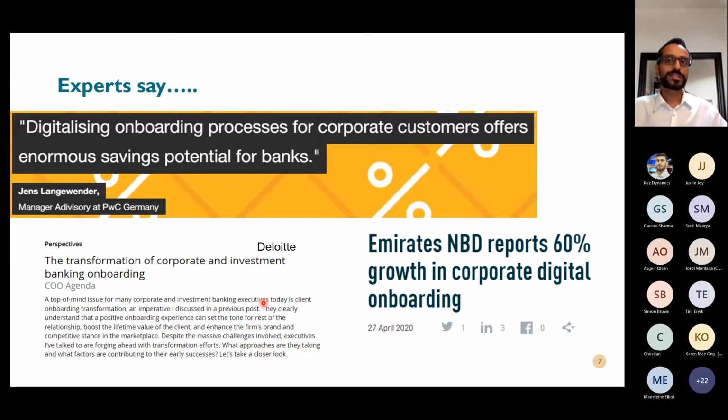So we have seen all these trends in APAC, in EMEA, in Americas, and so on and so forth, right? So everywhere across the globe, corporate bankers are basically embracing the digital onboarding solutions. And last but not the least, we have got a COO financial services series that came out sometime last year, where there were a series of different articles that came out as thought leadership. And that's where they express that the transformation of corporate and investment banking onboarding is the talk in the town. And it is the top of mind issue for many corporate and investment banking executives to do the transformation of their client onboarding systems.